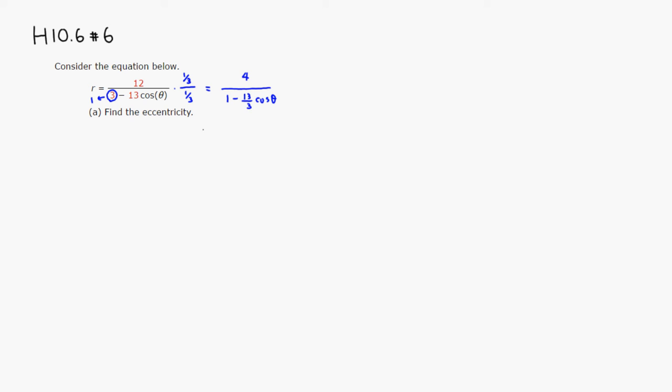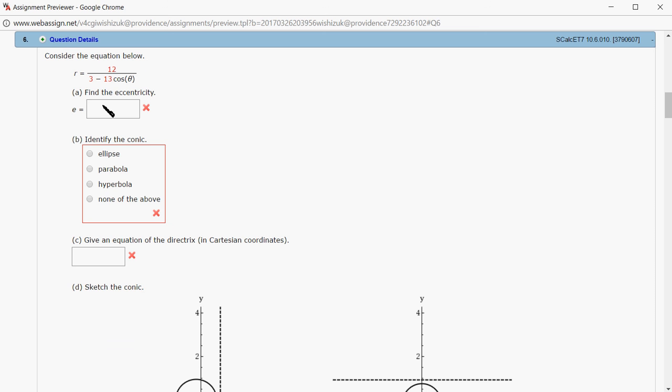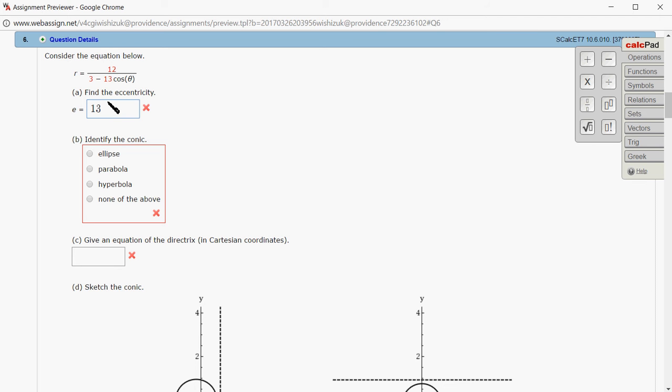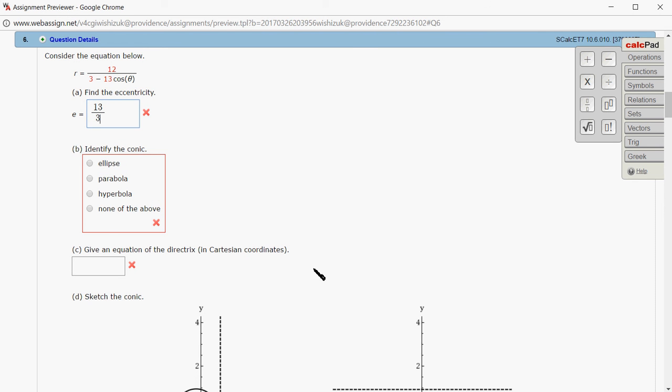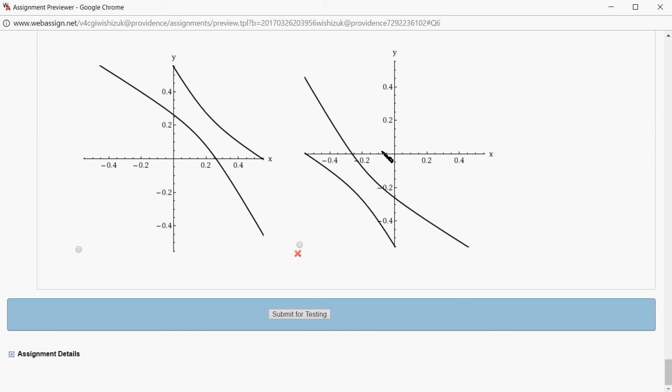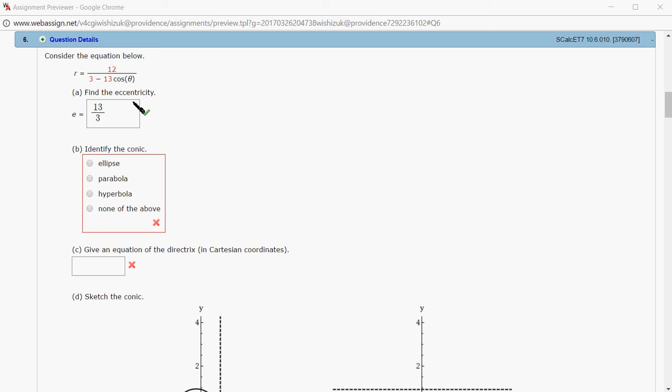Then we look at this number. This is going to be our e. So this is e right here. Let's plug it in. So 13 over 3 is our eccentricity. Let's submit for testing. It came back and looks like we got this one correctly. Let's move on to part B.